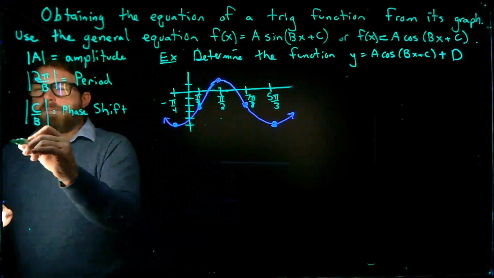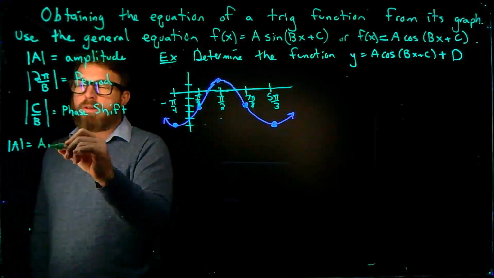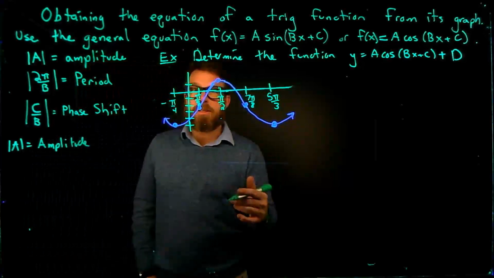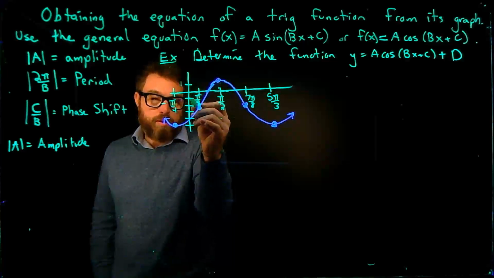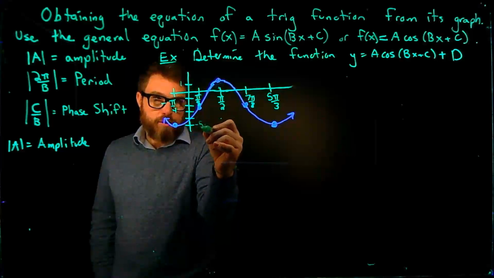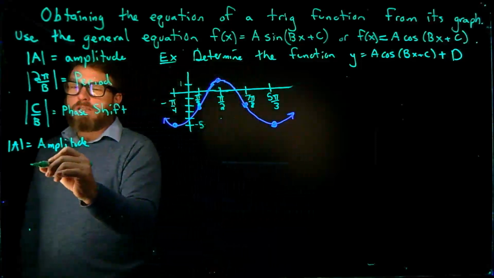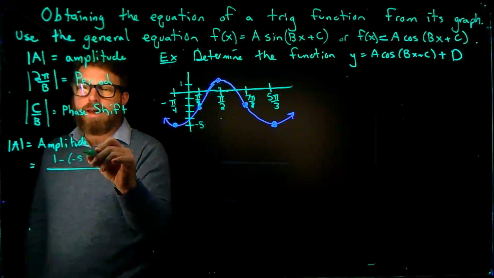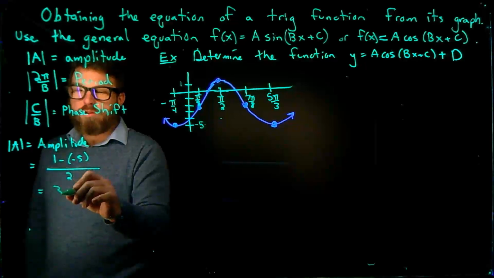So the absolute value of a is going to be equal to its amplitude, and the amplitude in this case is going to be half the distance from its min to its max. I was trying to avoid writing these things in here, but I'm going to now. So 1, -1, -2, -3, -4, -5. I'm just out of room here. So the amplitude is half the distance from its max to its min: 1 minus -5, all divided by 2, so I have 6 divided by 2, which is equal to 3.